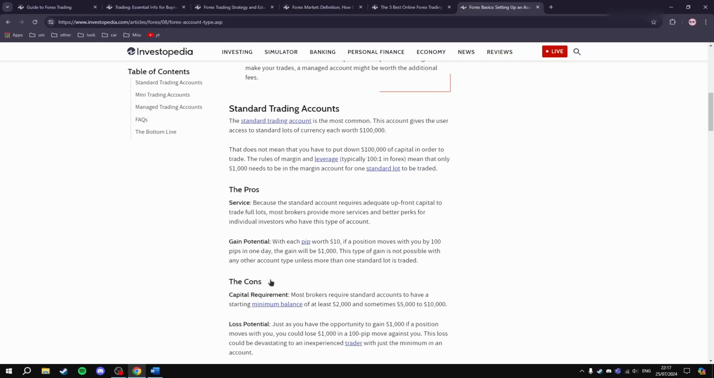So, standard trading accounts. The standard trading account is the most common. This account gives the user access to standard lots of currency, each worth $100,000. That does not mean that you have to put down $100,000 of capital in order to trade. The rules of margin leverage, typically 100 to 1 in Forex, mean that only $1,000 needs to be in the margin account for one standard lot to be traded.